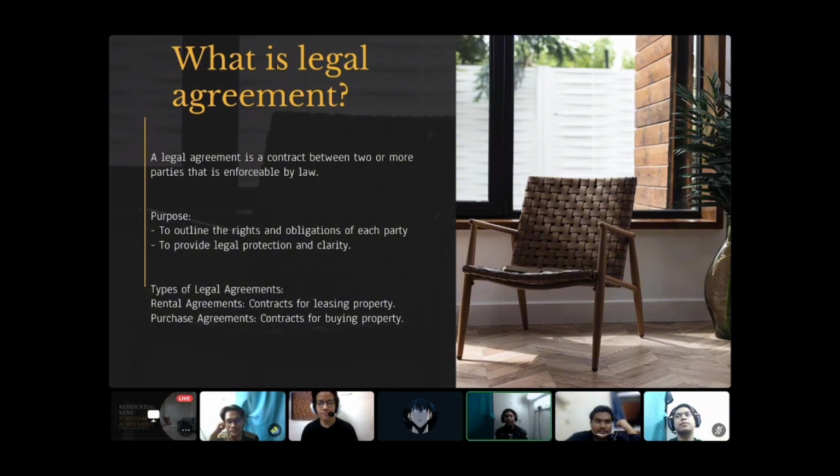So what is a legal agreement? A legal agreement is a contract between two or more parties that is enforceable by law. The purpose of this agreement is to outline the rights and obligations of each party, and to provide legal protection and clarity. There are two types of legal agreement. The first is a rental agreement, a contract for leasing property. The second is a purchase agreement, a contract for buying property.